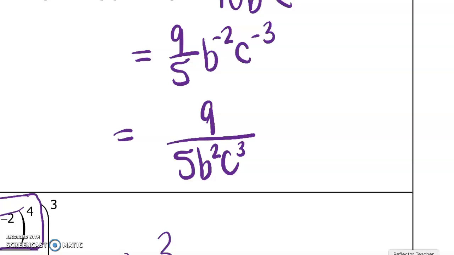So again, do your regular exponent properties, and then if you have any negative exponents left, those need to go to the bottom of a fraction.